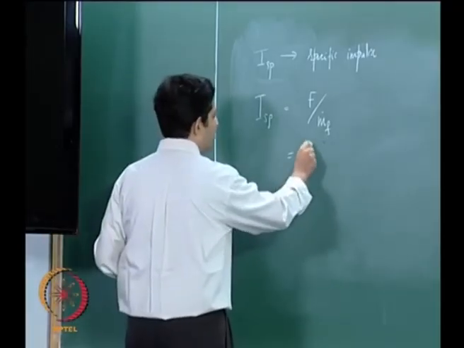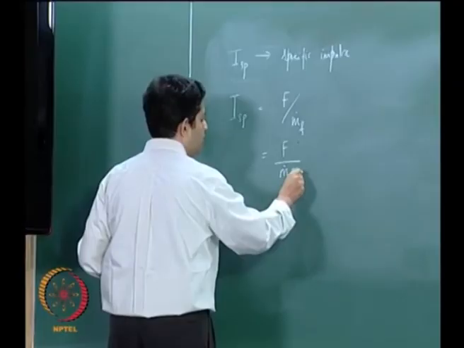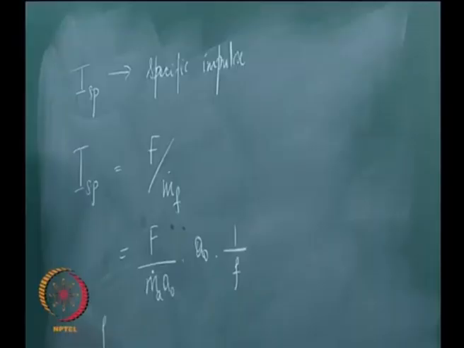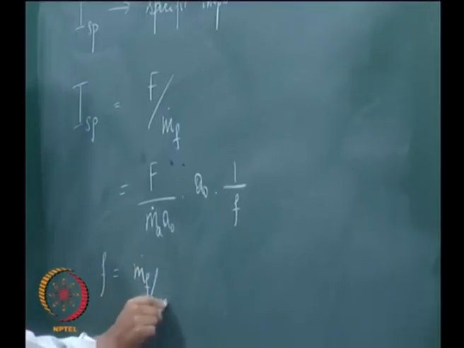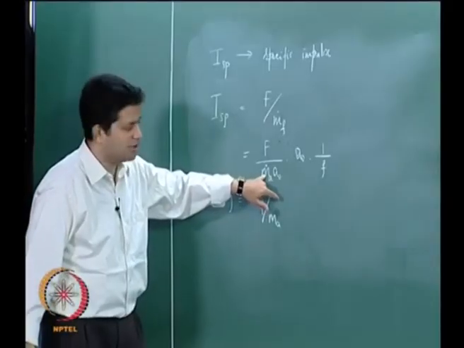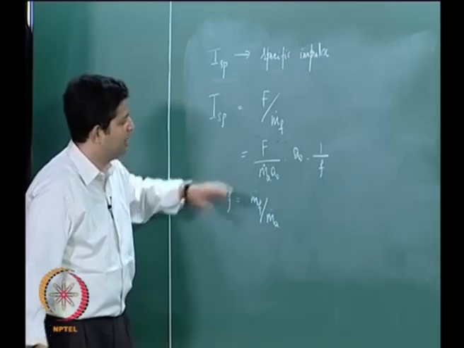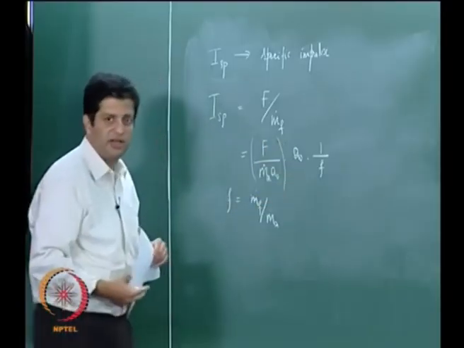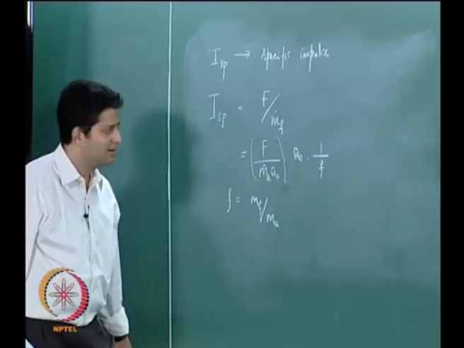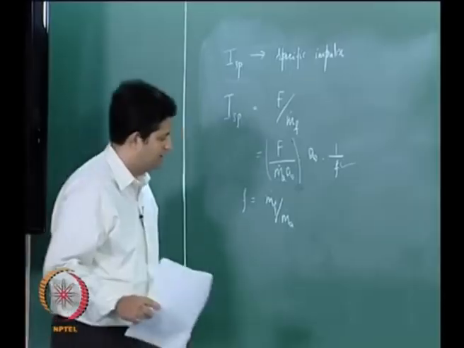Okay. So I can write this as F by m dot a into a naught into a naught divided by f, where f is nothing but fuel air ratio m dot F by m dot a. So if you put m dot F by m dot a here, this m dot a and this m dot a cancel out, and a naught cancels out, you get F by m dot F. So we have been able to get this expression that we have derived here. Okay. So if we want ISP now, the only parameter that we need to derive an expression for is this f here. Right. Okay. Fine. We'll do that right now.